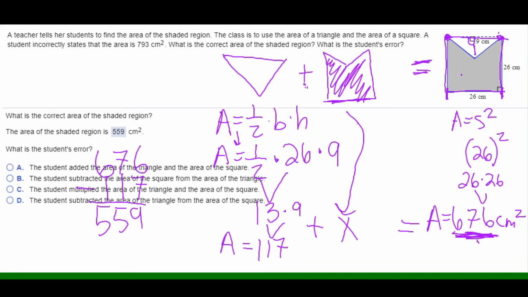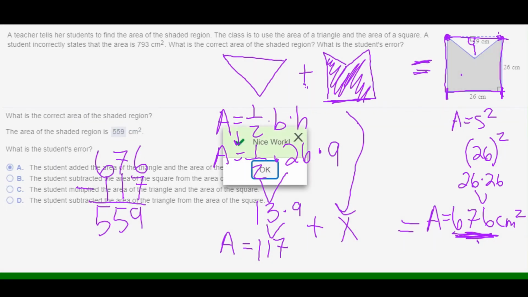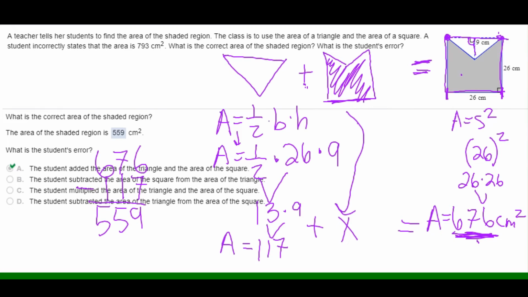All right, now we need to answer part B. So what did the student do? So this student got a significantly higher number. So they probably added 559 plus 117. So that's what the student did, and they got the wrong answer.